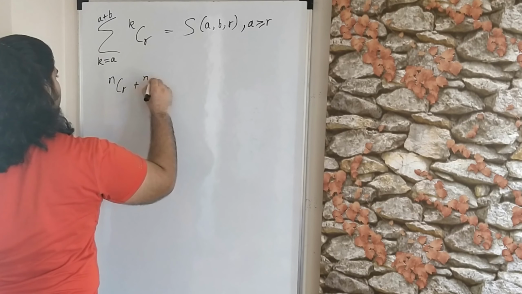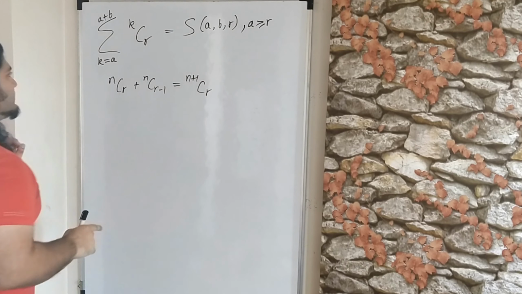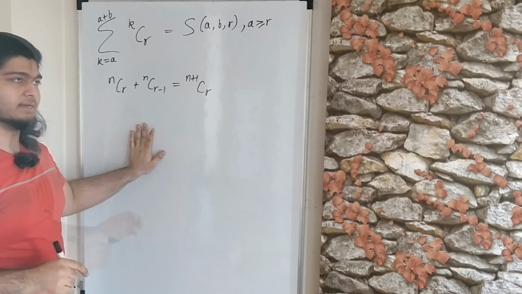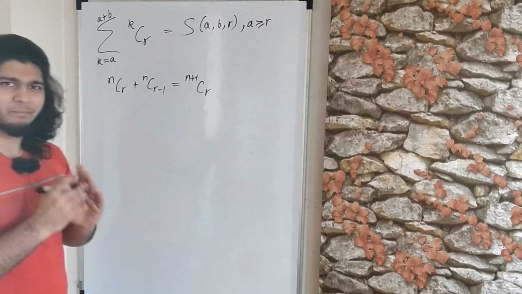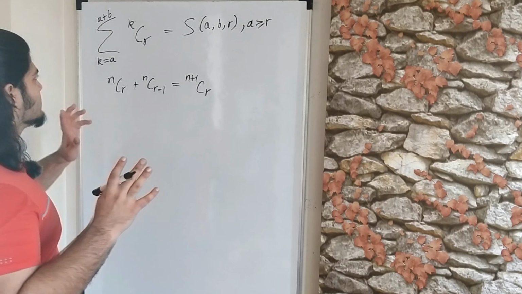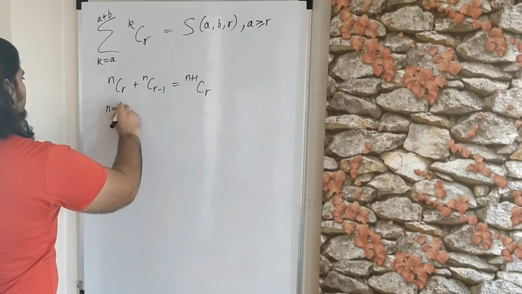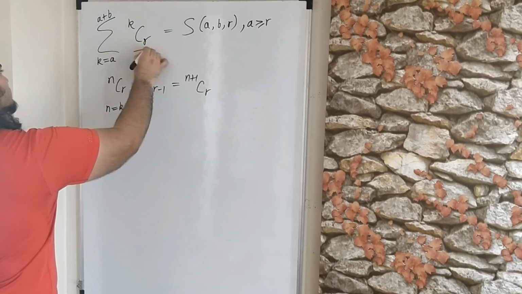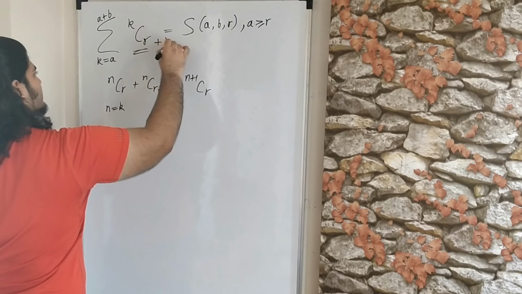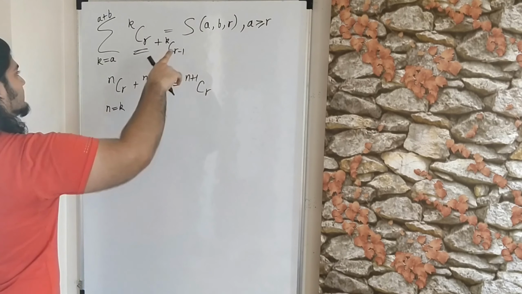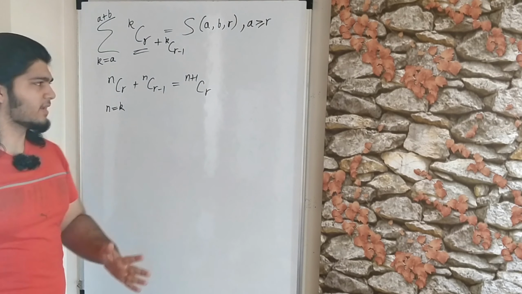nCr plus nC r minus 1 is equal to n plus 1 Cr. This is going to be a really important identity. But now that I've put this identity in front of you, there must be some bells ringing in your head, because you have one term over here. If you let n equal k, then this term is over here. So if we add in the term kC r minus 1, then we'll get this term. It may not seem so useful right now, but let's try it out.